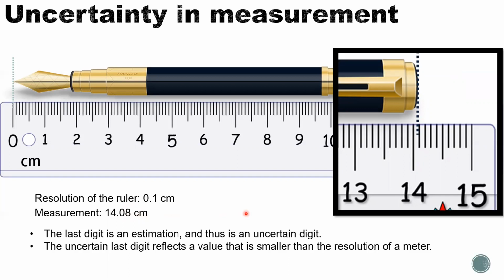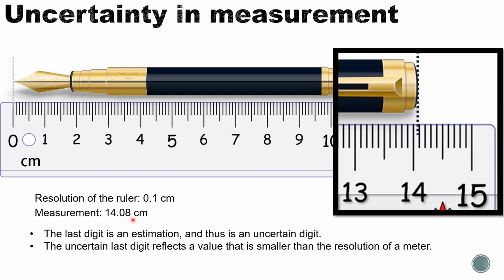The last digit, 8, is an estimation, and it's the best estimation you can make. So the last digit is an uncertain digit because we're not sure. Could it be 14.07? Yes, very possibly. It's an estimation. The uncertain last digit reflects a value that is smaller than the resolution of the ruler. In any other kind of measurement, typically we treat the last digit as an estimation, a digit with uncertainty.